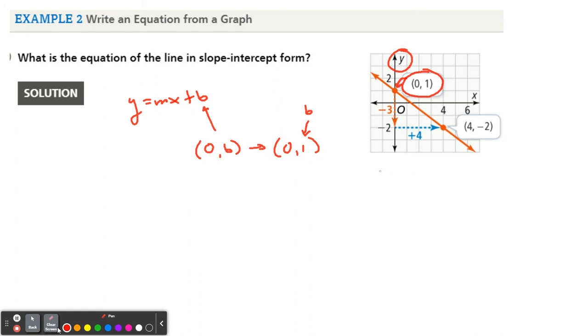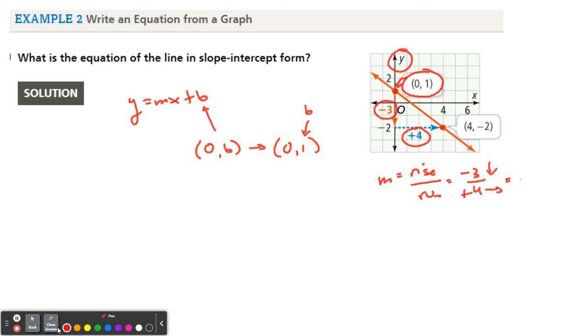To get the slope, let's count the rise and the run. It kind of has it outlined for you. We're going to pick this point right here, and we're going to count to this point. We're going to go down 3, and we're going to go right 4. So our slope is rise over run. We go down 3 and right 4. Negative 3 means down, positive 4 means to the right.